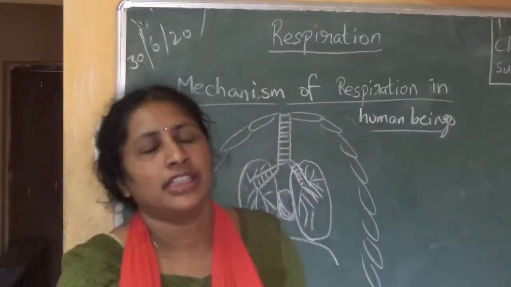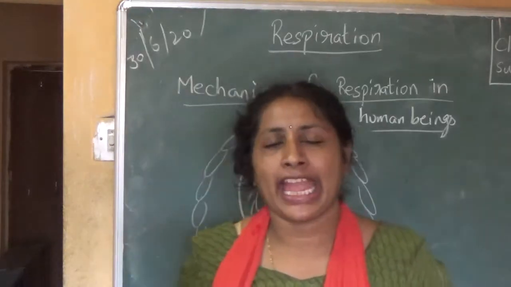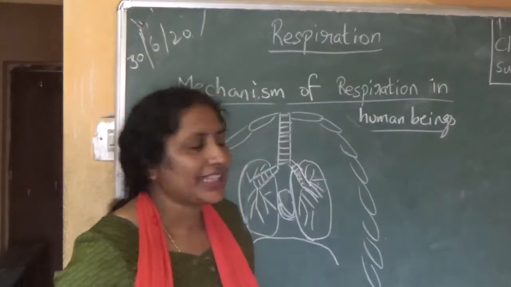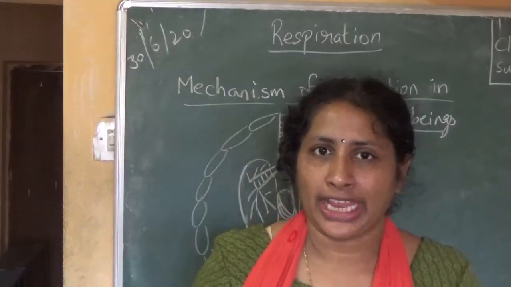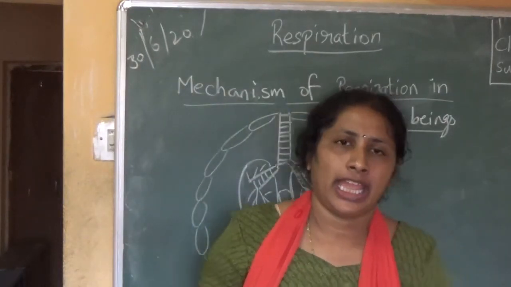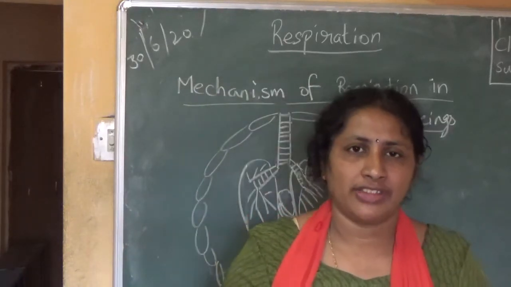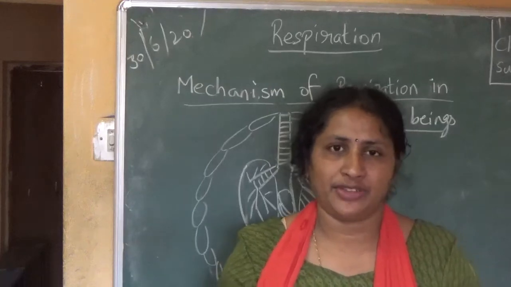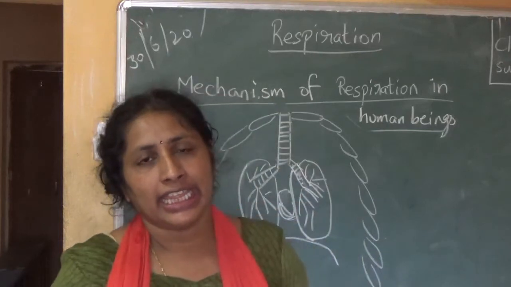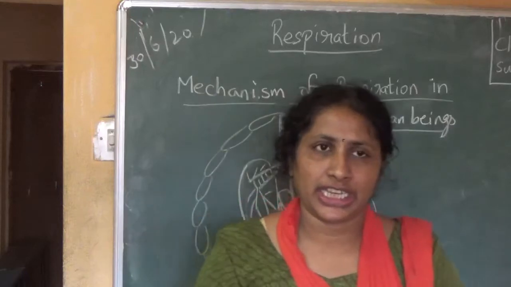Good morning, students. So today we are going to discuss the mechanism of respiration in human beings. Okay. So last class we have seen the pathway in which the air is passing from nostrils to lungs, and the role of each organ. What is the function of each organ in the respiratory tract? Now we will see how lungs are inhaling and exhaling. How the lungs are doing the process of inhalation and exhalation.